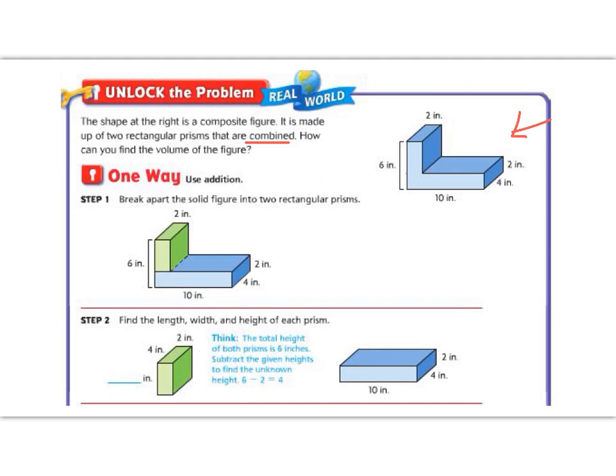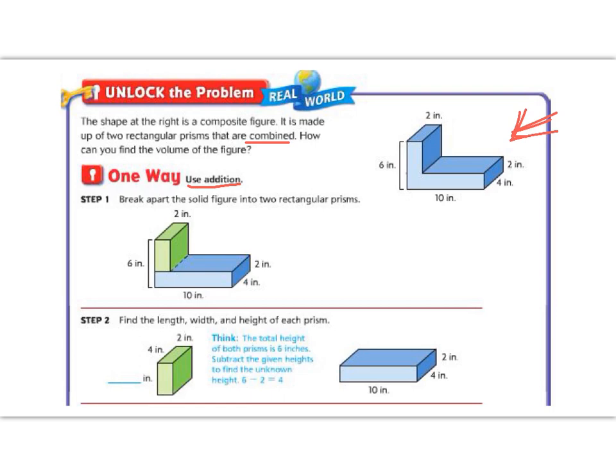So one way to do this is to take the two parts and break them apart and calculate each part and then add them back together. So one way is addition. Let's try that out. Instead of having this whole picture like we have up here, we're going to break it into two, the blue box and the green box. So let's find the volume of each box. First, we're going to find the volume of the green box.